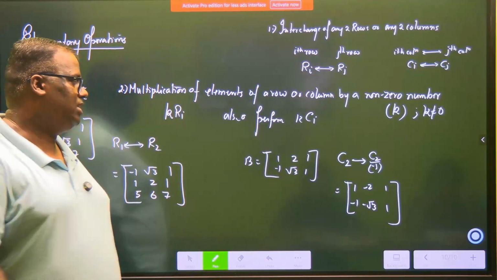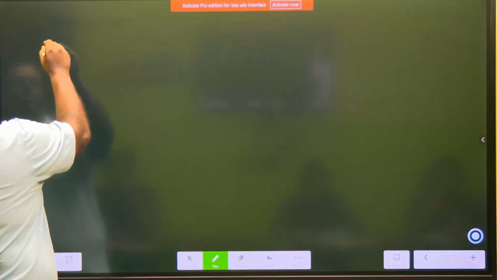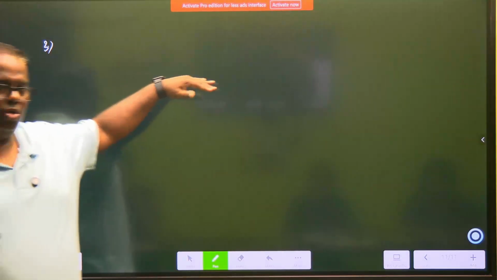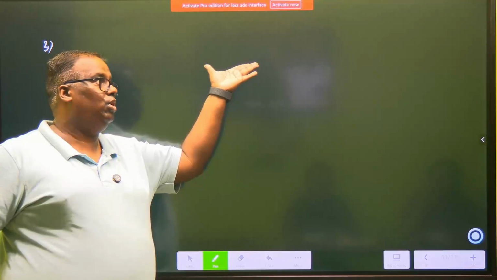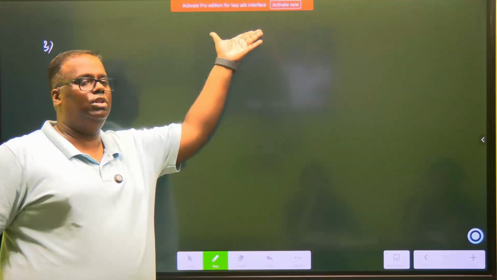Third one is where children get a little bit confused. Let me explain it in crude language. You have a row. What did you do so far? You interchange this row. You push it up and bring the upper one down.